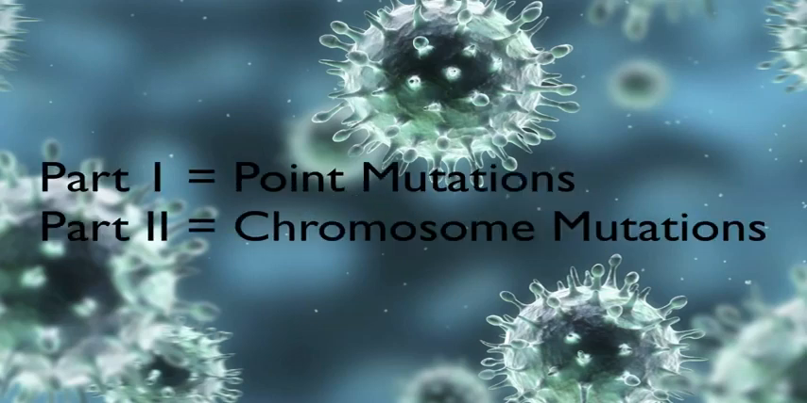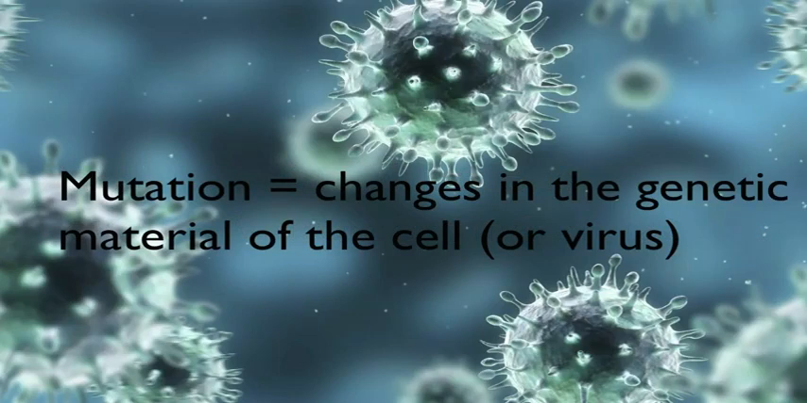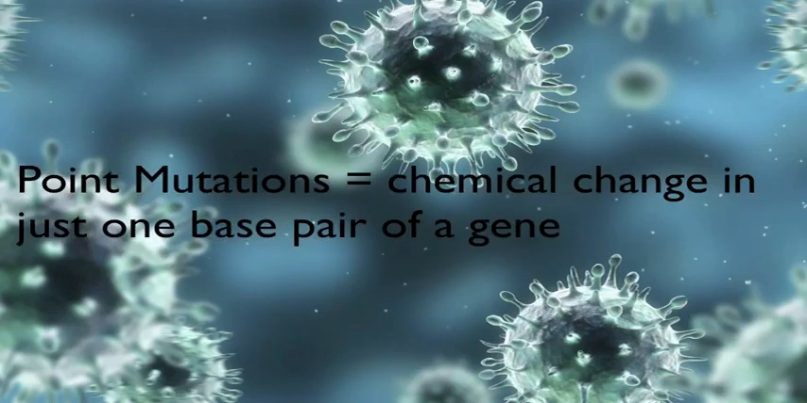This week we're going to have a couple of videos. This is the first of two mutations videos. The second will deal with larger chromosome mutations. And what we're going to talk about today are mutations. A mutation in general is just a change in the genetic material of a cell. More specifically, today we are going to talk about point mutations. A point mutation is just a chemical change in one base pair of a gene. So we're looking at a mutation on the gene level.